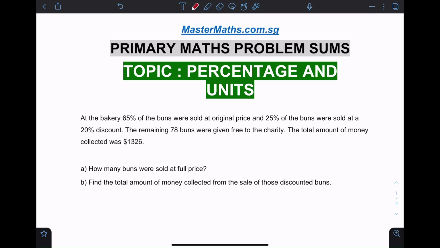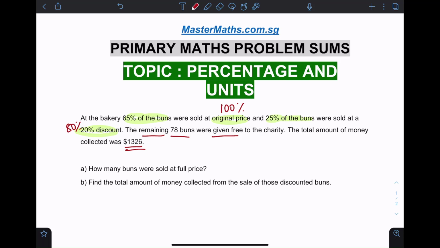At the bakery, 65% of the buns were sold at original price, 25% of the buns were sold at 20% discount. Which means that 65% of the buns were sold at original price, which is 100% of the price. 25% of the buns were sold at 20% discount, which means it's at 80% of the original price. The remaining 78 buns were given for free to the charity. The total amount of money collected was $1,326.